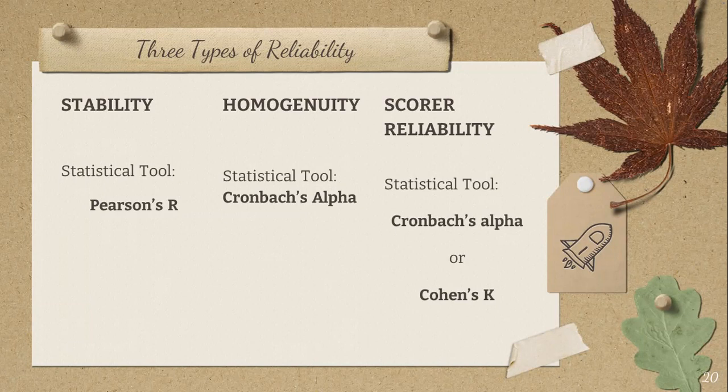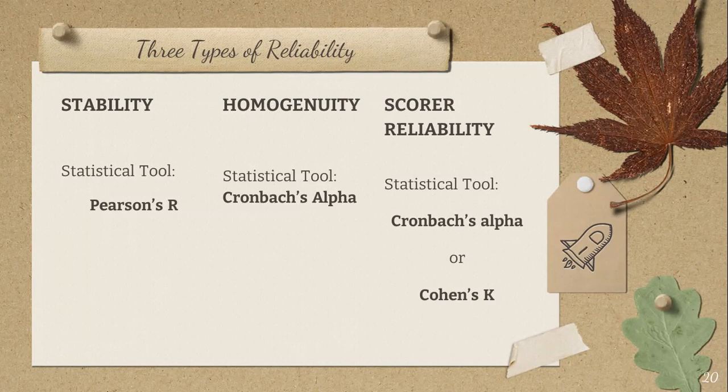It can be said that an instrument is reliable if the same result is obtained upon re-administration of the instrument to the same sample. This is also called the test-retest method. And the statistical tool used is the Pearson's R.